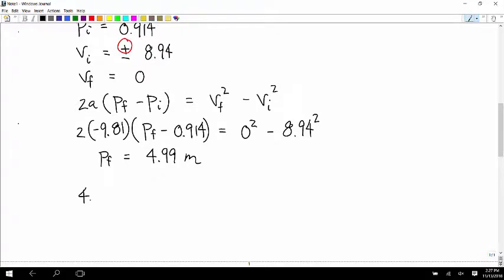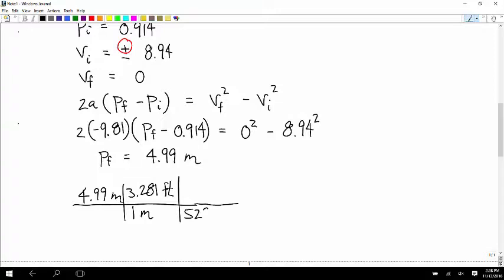So 4.99 meters. 1 meter is 3.281 feet. And 5,280 feet is 1 mile. And so you get about 3.1 times 10 to the minus third miles.